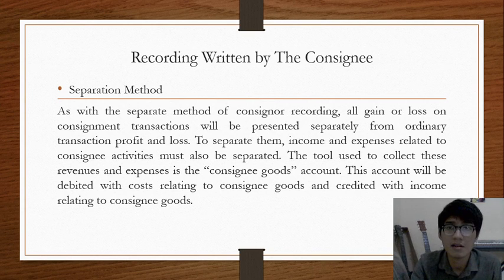Recording written by the consignee. With the separation method, all gain or loss on consignment transactions will be presented separately from ordinary transaction profit and loss. To separate them, income and expenses related to consignee activities must also be separated. The tool used to collect these revenues and expenses is the consignee goods account.